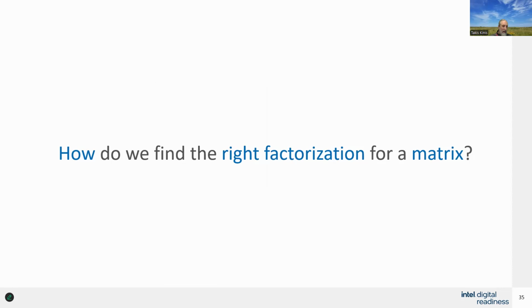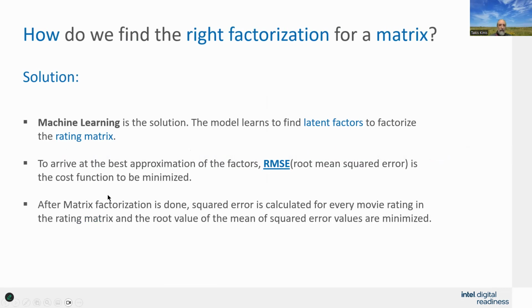So here's a bigger question, and I think this is very pertinent. How do we find the right factorization? How do we determine that? Well, basically, we do it with machine learning, which is why it's part of this class, and why companies like this use those kinds of algorithms to do this kind of work. The model learns to find latent factors to factorize the rating matrix, and it does that by training. And remember, we're doing unsupervised training, so we're working with, in some cases, unlabeled information. Then we arrive at the best approximation through the root mean squared error, to minimize that value. In other words, the differential between the calculated values is minimized to its lowest possibility.